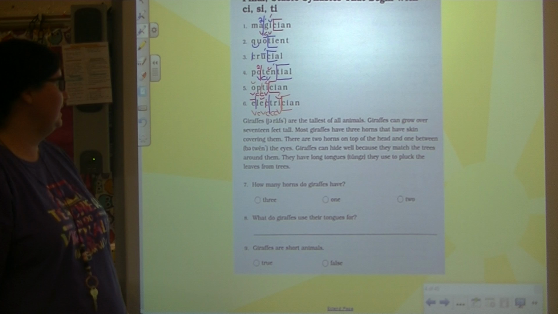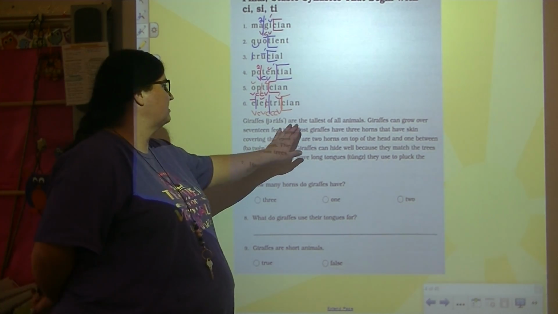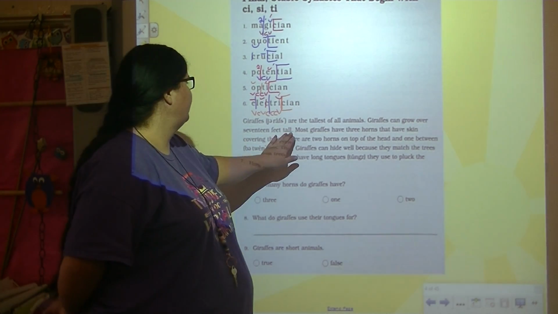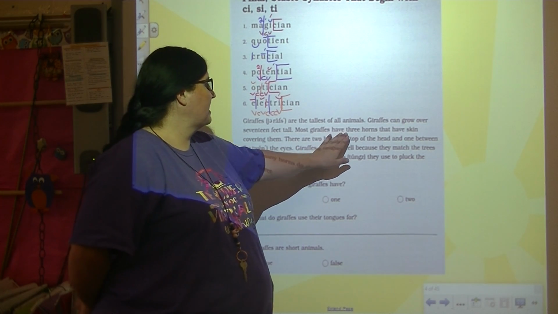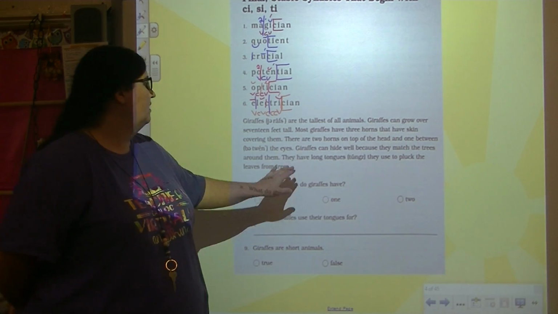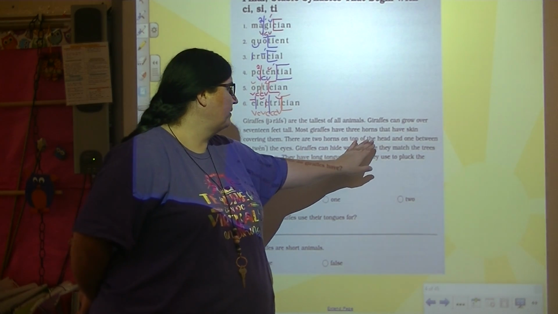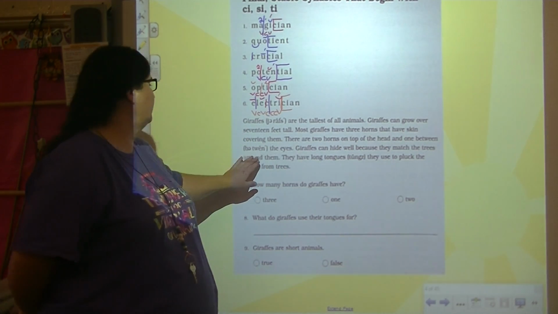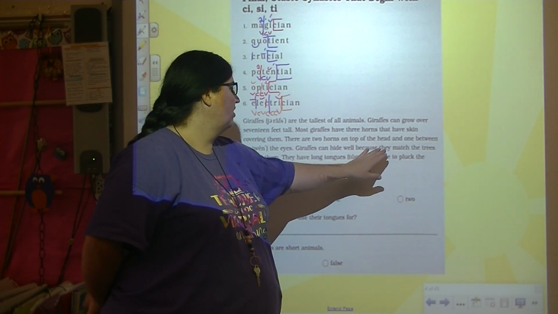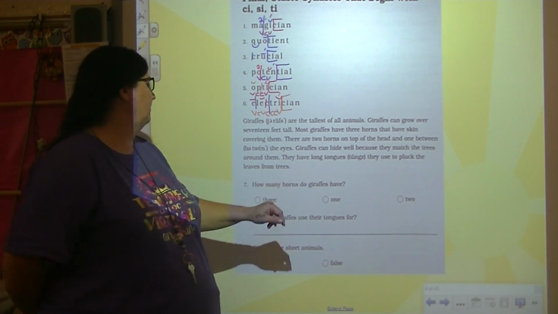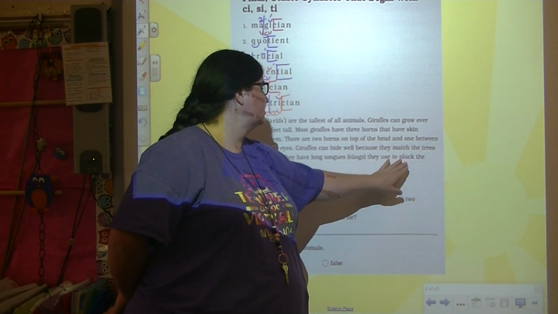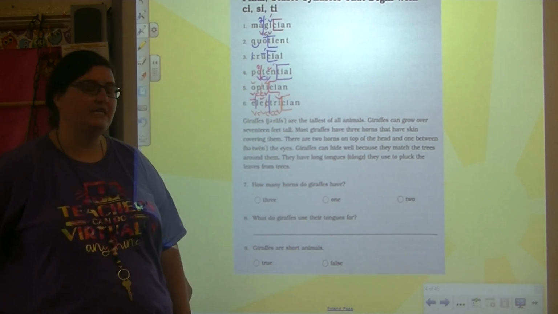All right, let's read this morning. Giraffes are the tallest of all animals. Giraffes can grow over 17 feet tall. Most giraffes have 3 horns that have skin covering them. There are 2 horns on top of the head and 1 between the eyes. Giraffes can hide well because they match the trees around them. They have long tongues they use to pluck the leaves from trees.